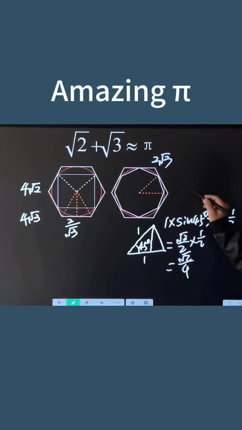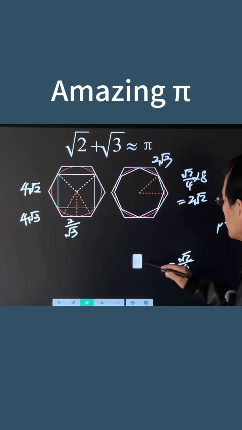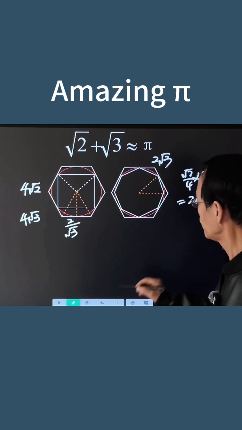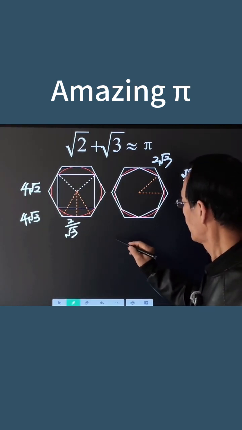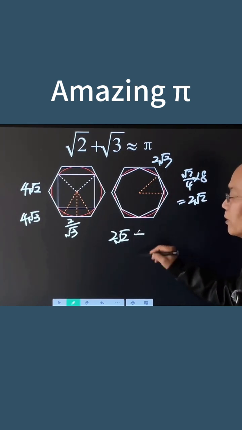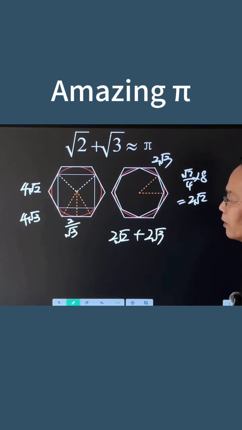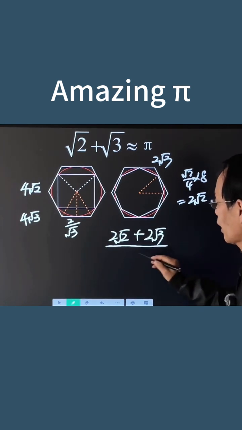How many are there? There are 8. Square root of 2 over 4 times 8 equals 2 times the square root of 2. Okay, so its area is 2 times the square root of 2. This is the regular octagon. For the regular octagon, its area is 2 times the square root of 2. For the hexagon, its area is 2 times the square root of 3.